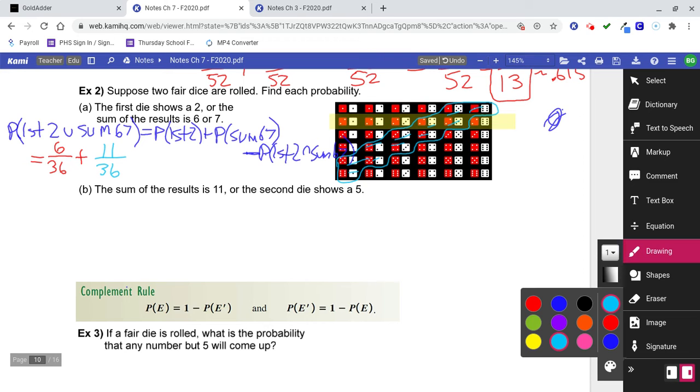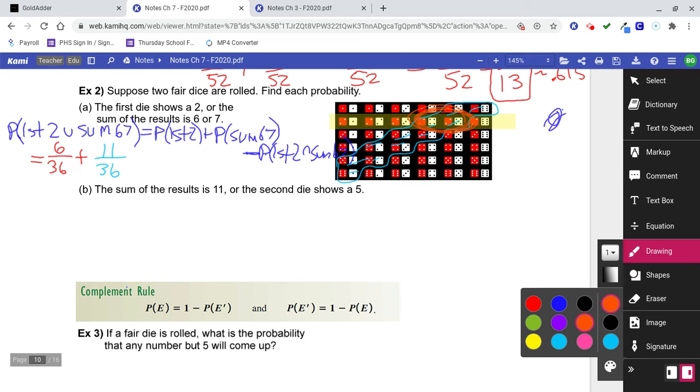Okay, now if you notice, I highlighted a couple and circled a couple twice. All right, there are some outcomes that have been highlighted or circled in both of the cases. So I've overcounted, and I'm going to need to subtract off the overlap. So if you notice, we're at right here.